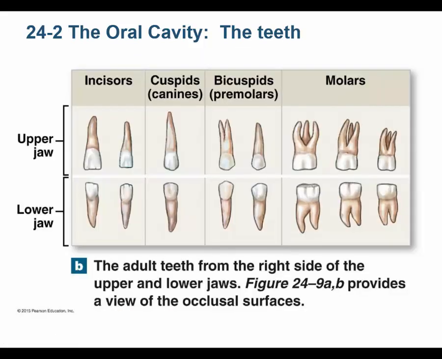Here are some of your teeth. You have your incisors, your canines, which are also called your cuspids, and then your bicuspids and molars. And sometimes your bicuspids are called premolars.